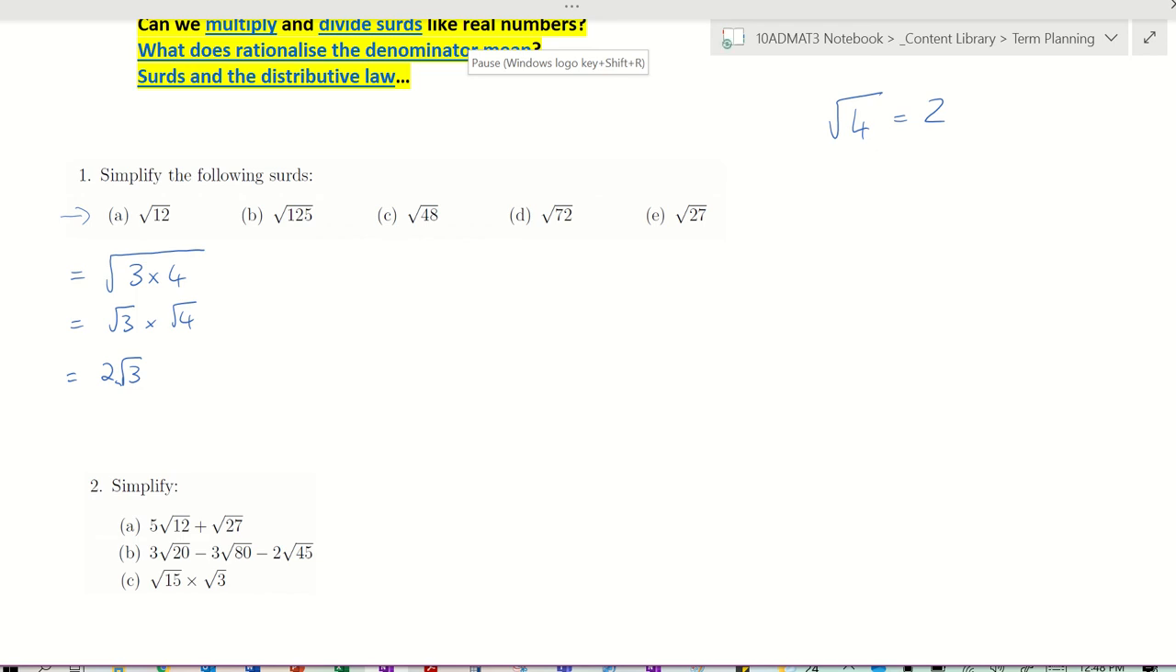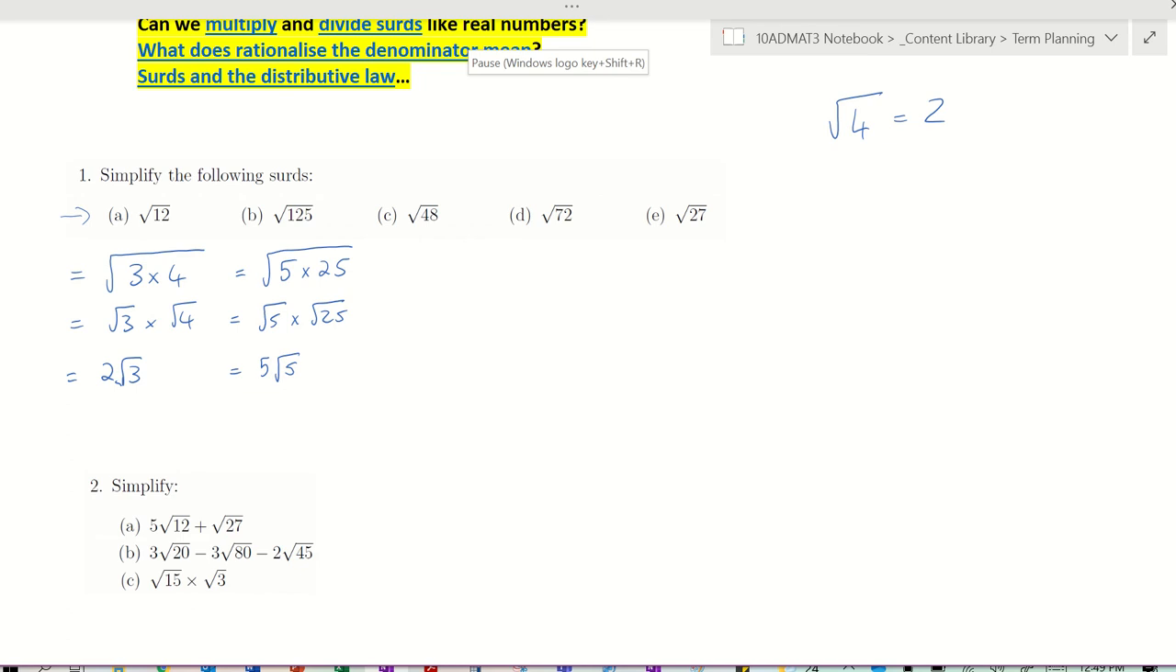Okay, so have a look at B and think about it. What are some numbers which divide into 125, but one of which must be a perfect square? So hopefully you came up with the answer of 25, and we can rewrite this as 5 times 25, which gets us 125. We can separate this out into separate surds. We can come up with an answer for square root 25, which is 5, and know that our answer is 5 root 5.